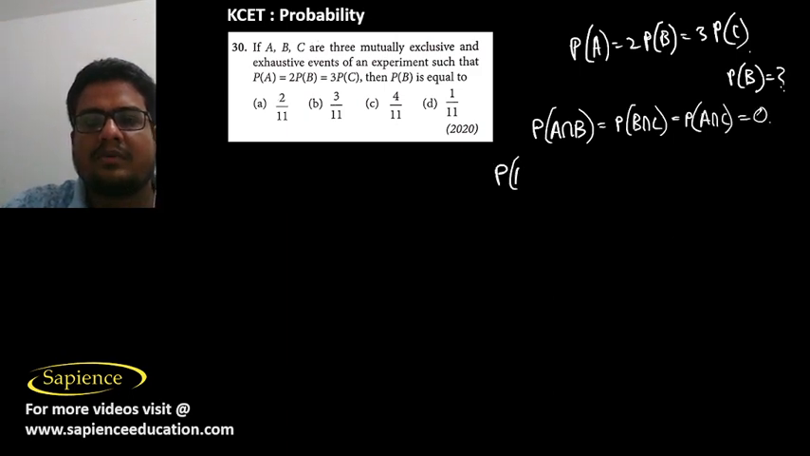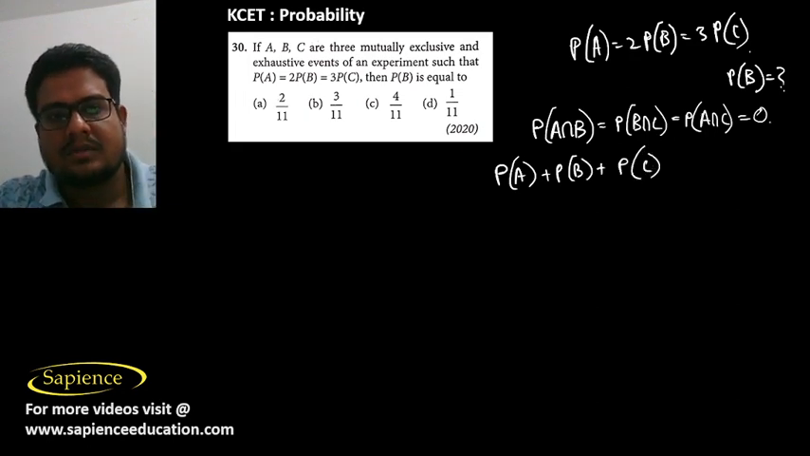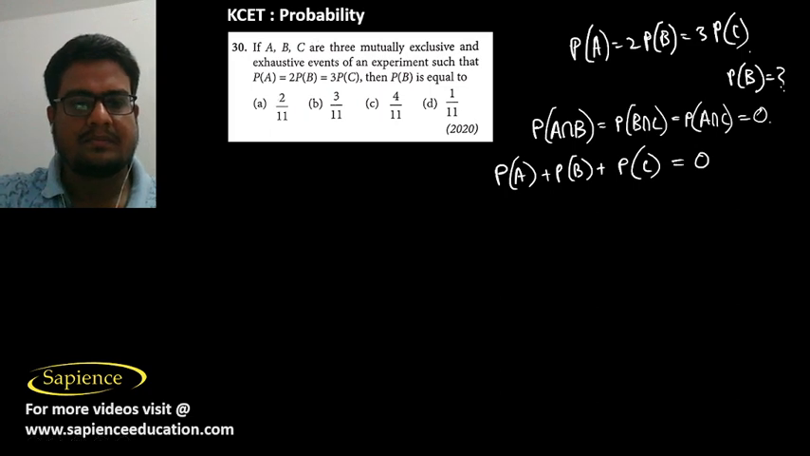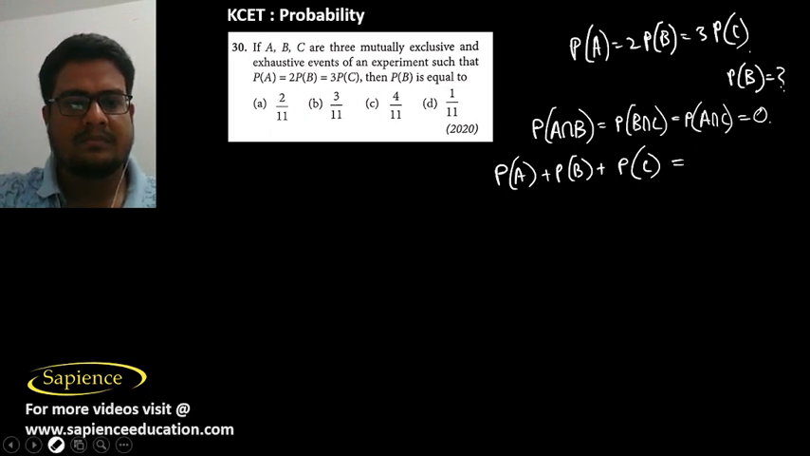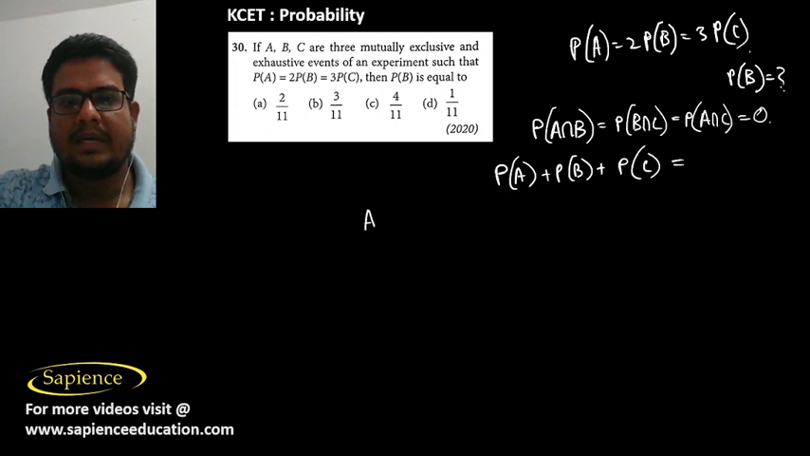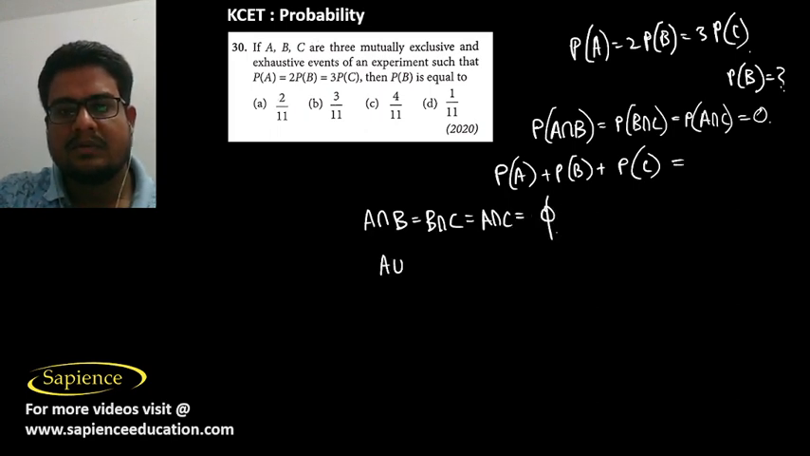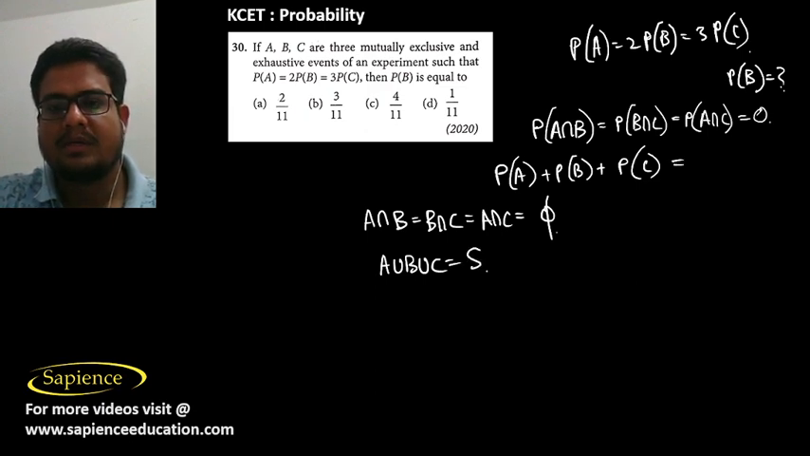And exhaustive means P of A plus P of B plus P of C, means that A union B union C is equal to 0. No, sorry. Mutually exclusive means A intersection B equals B intersection C equals A intersection C, that is equal to empty set. And exhaustive means A union B union C is equal to the sample space. So P of A plus P of B plus P of C is equal to the probability of the sample space, that is equal to 1.